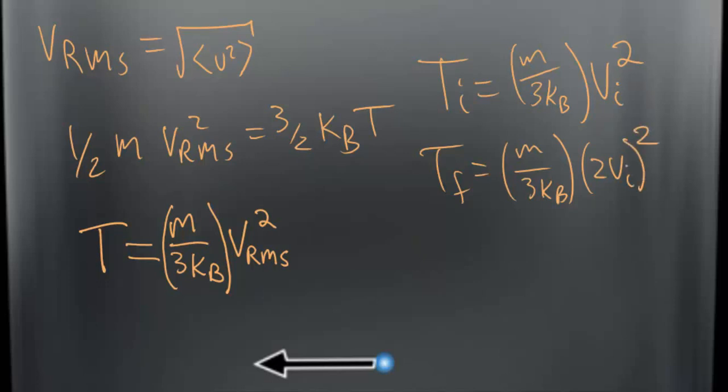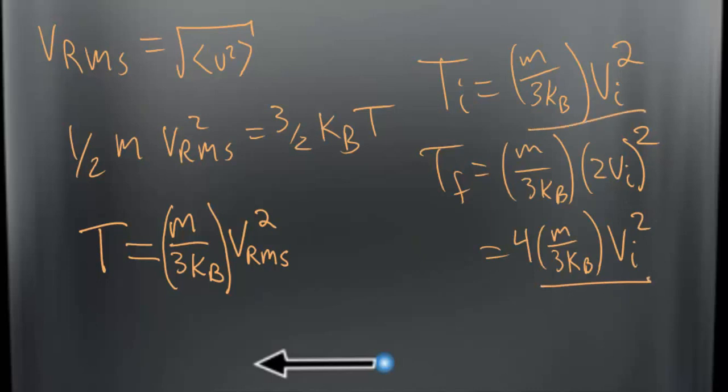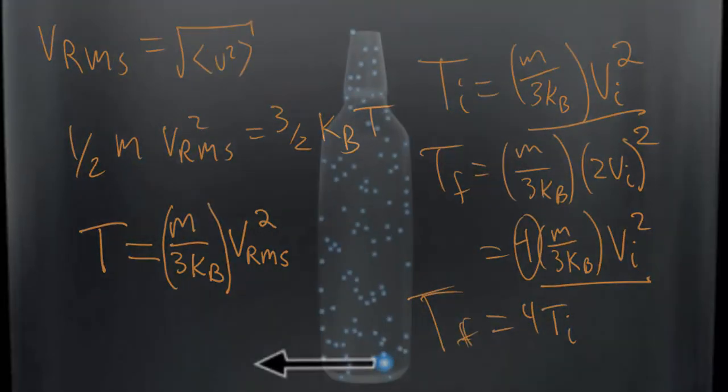Now the squared goes on the 2, and the squared goes on the vi, and so I'll bring the 2 squared, which is 4, out front, and that'll be 4, and then again we have our constants here, and then the squared on the vi squared, and then notice that this here is exactly the same as the initial temperature, but then we have a factor of 4, so this is equal to 4 times Ti. So the final temperature, Tf, is equal to 4 times the initial temperature.